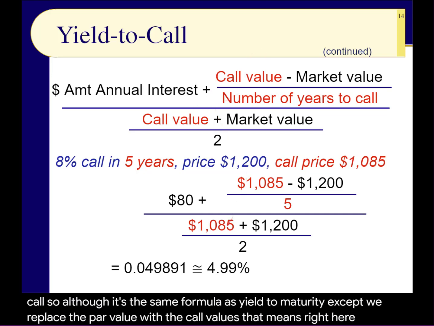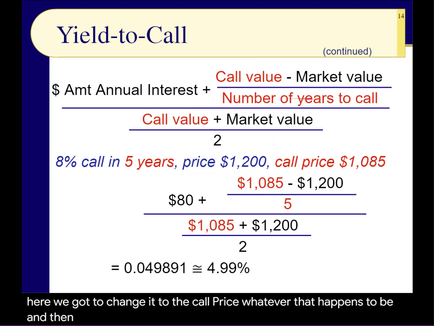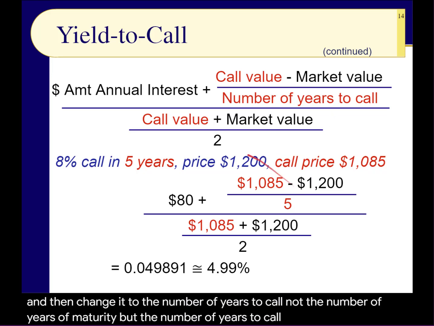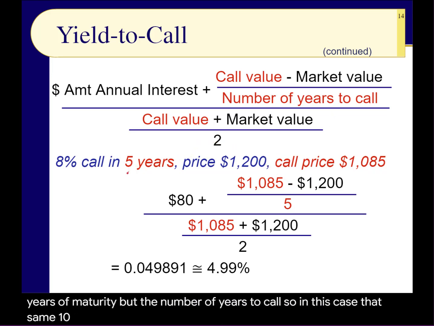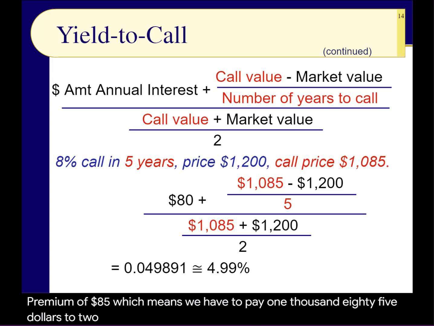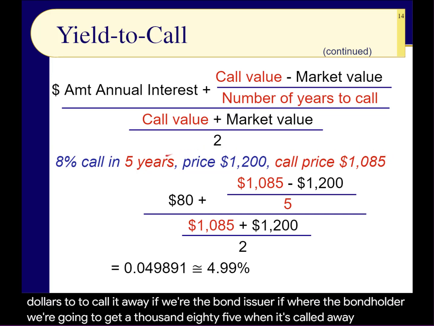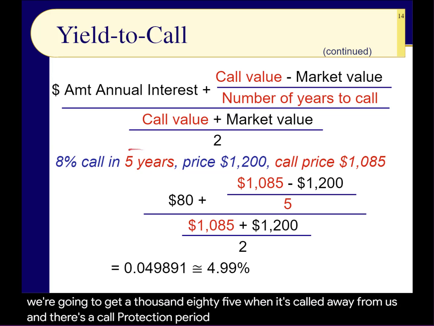So that means right here and right here, we have to change it to the call price, whatever that happens to be. And then change it to the number of years to call. Not the number of years to maturity, but the number of years to call. So in this case, that same 10-year bond that is selling for $1,200, paying us 8%, has a call premium of $85, which means we have to pay $1,085 to call it away. If we're the bond holder, we're going to get $1,085 when it's called away from us. And there's a call protection period of 5 more years.